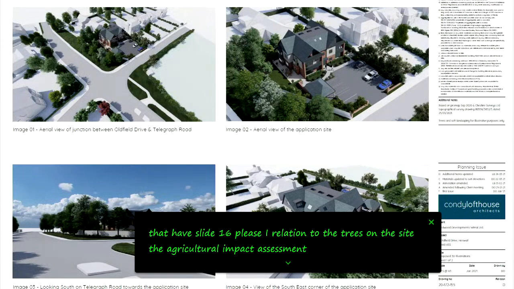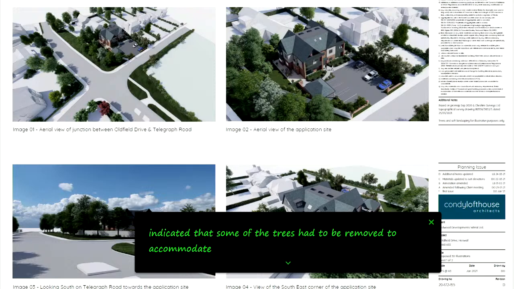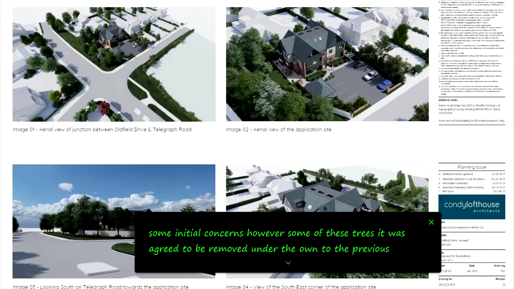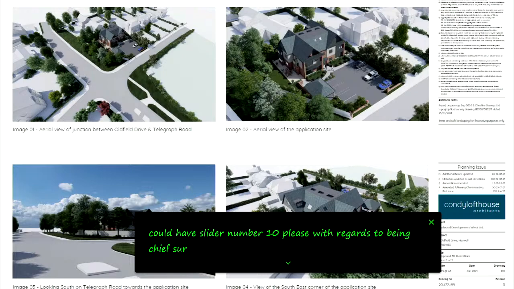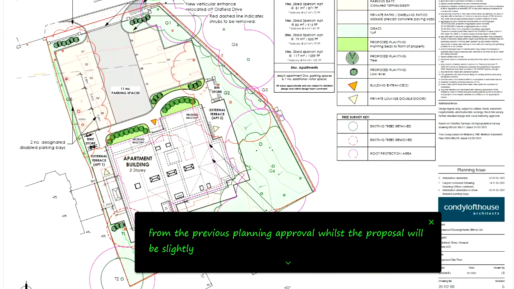In relation to the trees on the site, the arboricultural impact assessment and method statement indicated that some of the trees had to be removed to accommodate this application. The council's tree officer had some initial concerns. However, some of these trees were agreed to be removed under the previous planning approval, and those other trees to be removed are considered to be of low visual quality or in poor condition. Could I have slide number 10, please? With regards to the amenity of surrounding occupiers, the proposal differs only slightly from the previous planning approval.